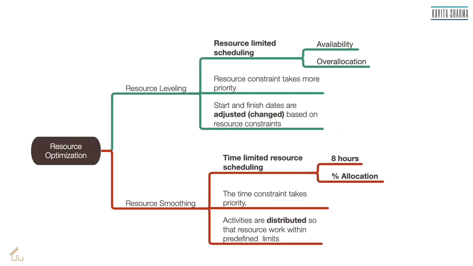So, recapping resource optimization: resource leveling is when the resources are limited, there are problems with availability, or they are over allocated. So the resource constraint takes priority. The start and end dates are changed based on resource constraints. Resource smoothing, on the other hand, is time limited resource scheduling. We look at the time and say it should not exceed these many hours or the percentage of allocation of the person. The time constraint takes priority. The activities are distributed so that resources work within the predefined limit.